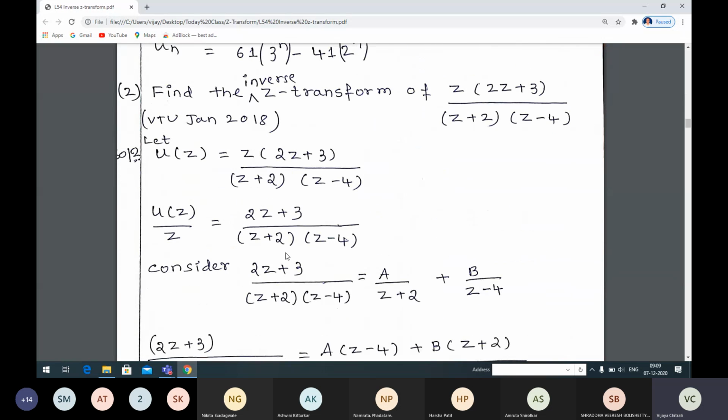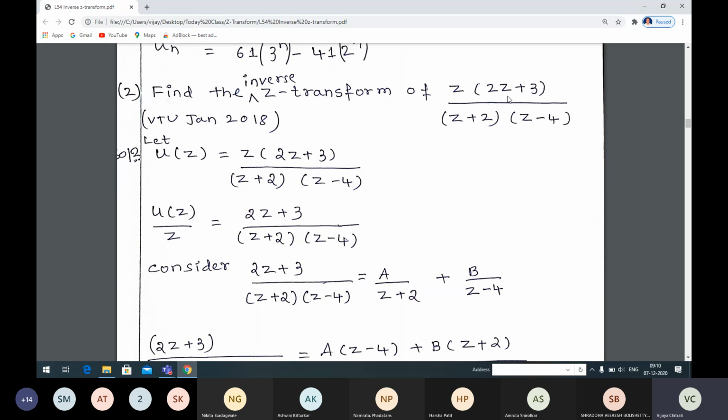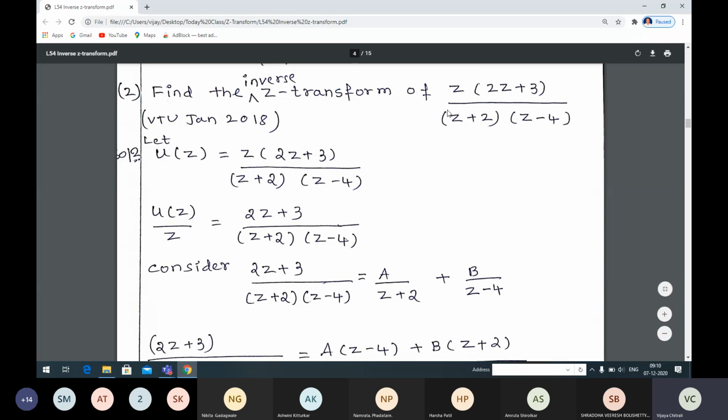So today's first example; already we have solved one example in the previous class. First example is: find the inverse Z transform of 2Z plus 3 divided by Z plus 2 into Z minus 4. So this is U of Z. U of Z is given, and we need to find the inverse Z transform of this U of Z, right? So let U of Z be equal to the given data, 2Z plus 3 divided by Z plus 2 into Z minus 4. Next, the very first step is that we have to bring this into standard form.